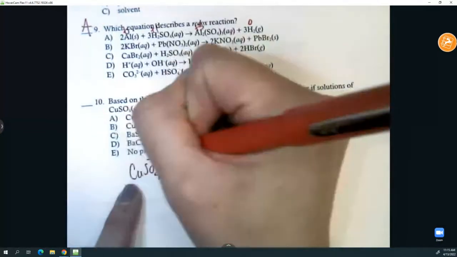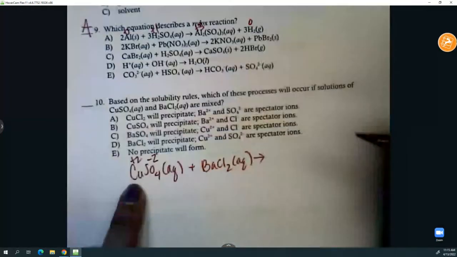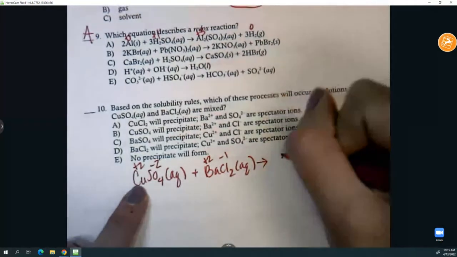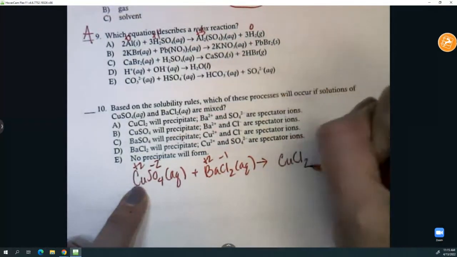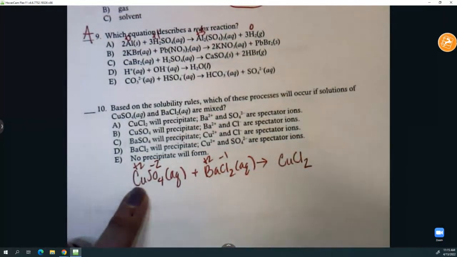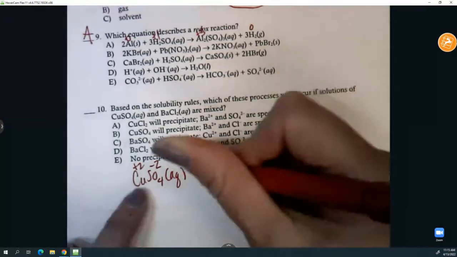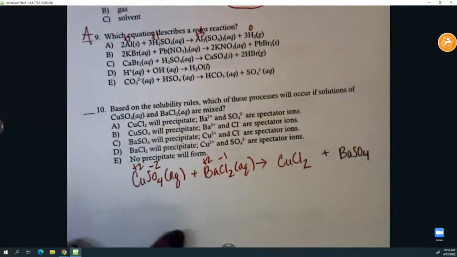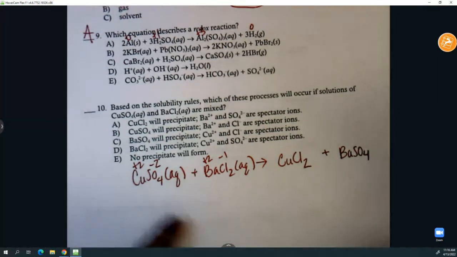This sulfate is -2, I know that, so copper here must be +2. Barium is +2 and chlorine is -1, so I'm going to switch them. So copper and chlorine would have to be CuCl2, and then barium and sulfate. And let's see, I need to balance it. I mean, this isn't, oh no, it's okay. It's already balanced. All right, everything's balanced.